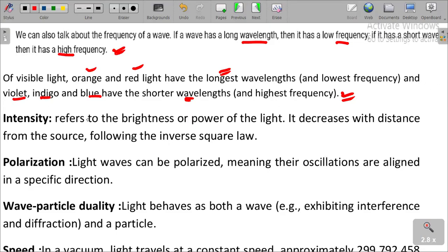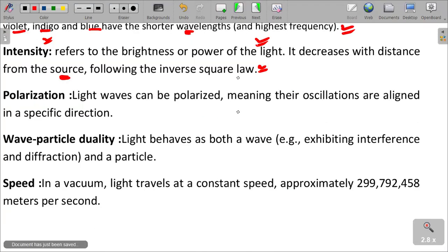So intensity refers to the brightness or power of light. It decreases with the distance from the source, following the inverse square law. As we move away from the source of light, the intensity, which is the brightness, also decreases. We cannot have the same brightness of light when we are closer to the source as from a far distance. So polarization: light waves can be polarized, meaning their oscillations are aligned in a specific direction.